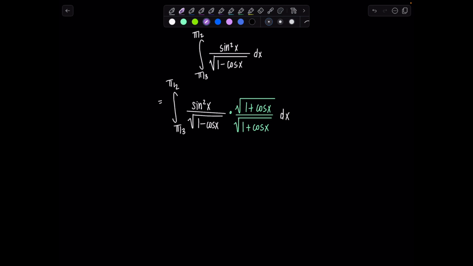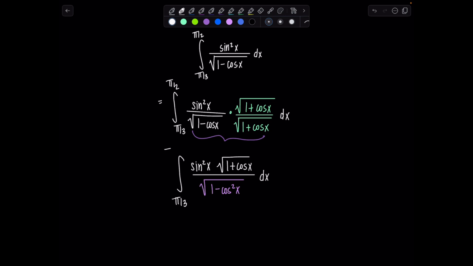So why are we excited? Well, now in the denominator, I can group those together and write it as radical of 1 minus cosine x times 1 plus cosine x, which is 1 minus cosine squared x, right? And then in the numerator, we have sine squared x, radical 1 plus cosine x. Don't forget that dx. And then pi over 3 to pi over 2. So this is exciting because now we have 1 minus cosine squared x down here. I can go ahead and replace that with sine squared x.